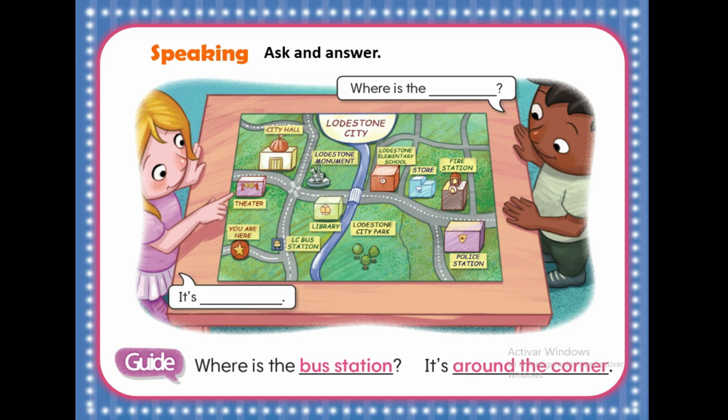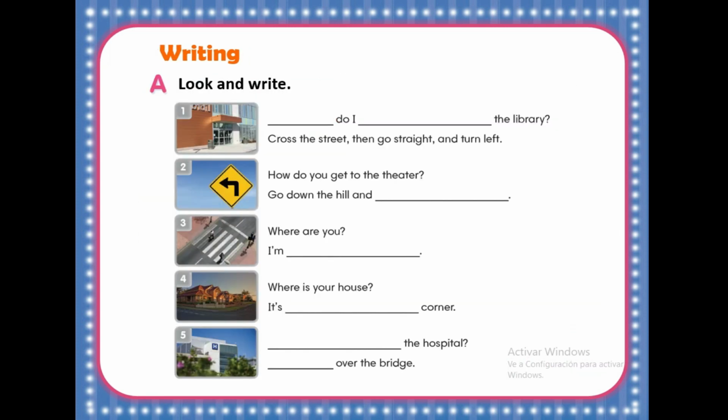And now let's take a look to page 53. Pasemos a la página 53. And we have a writing. Tenemos un ejercicio de escritura. Exercise A. Look and write. Mira y escribe. We have 5 pictures and we have to complete a sentence, okay? We are going to start with the first one.